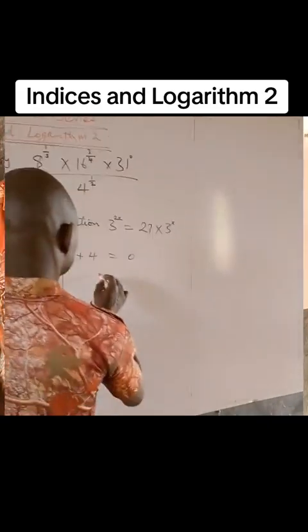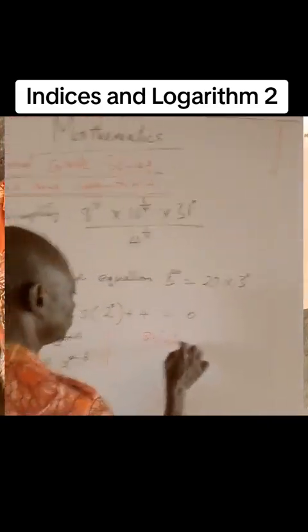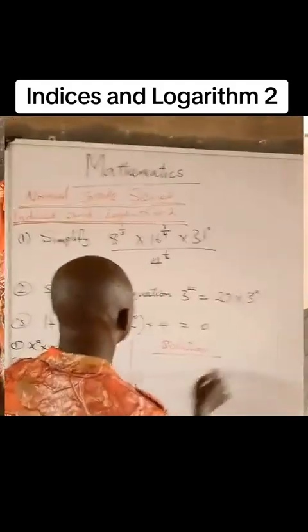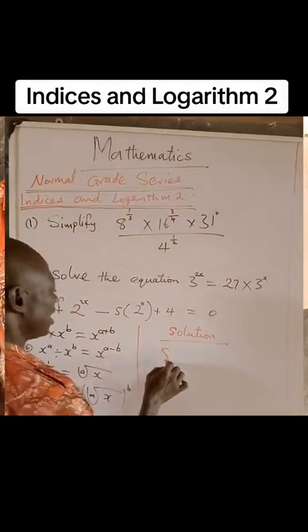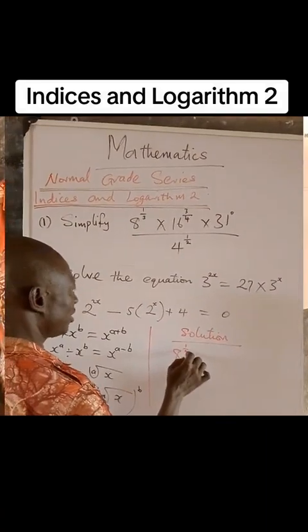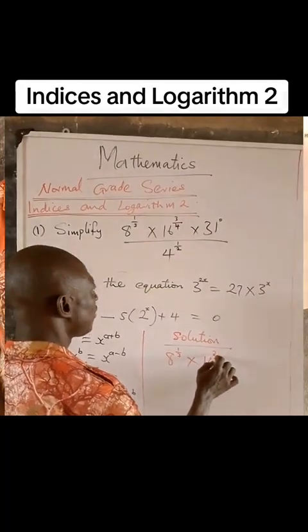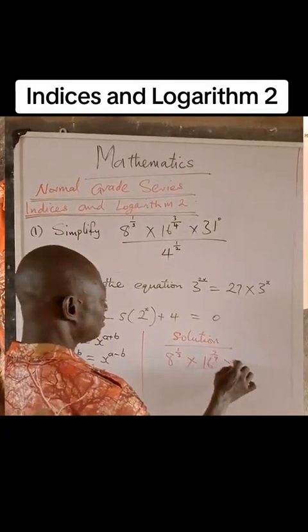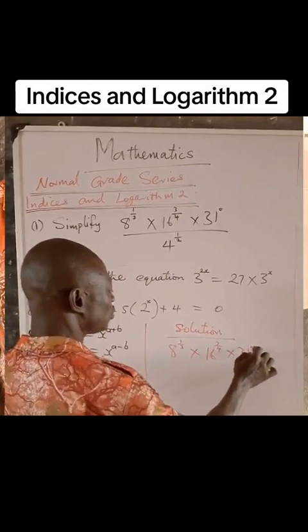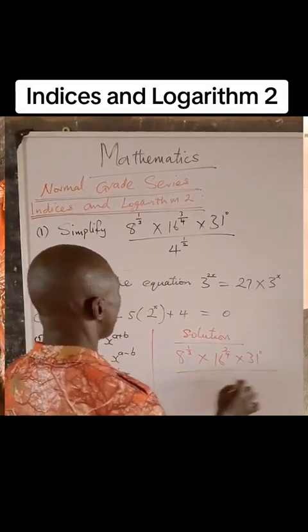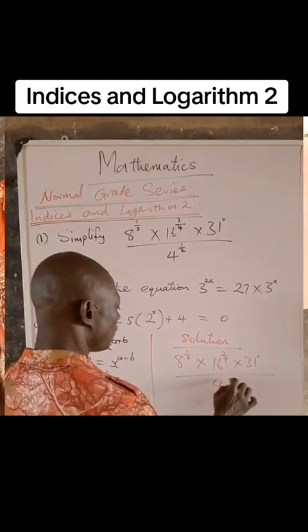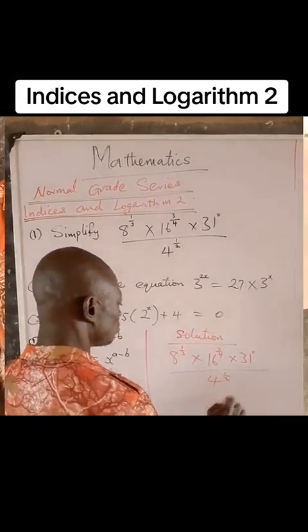Solution to the question. We have 8 raised to the power 1 over 3 times 16 raised to the power 3 over 4 times 31 raised to the power 0 all over 4 raised to the power 1 over 2.